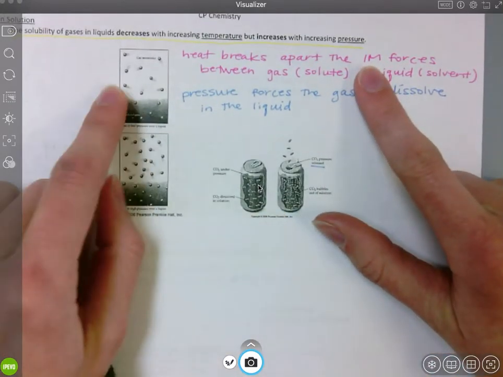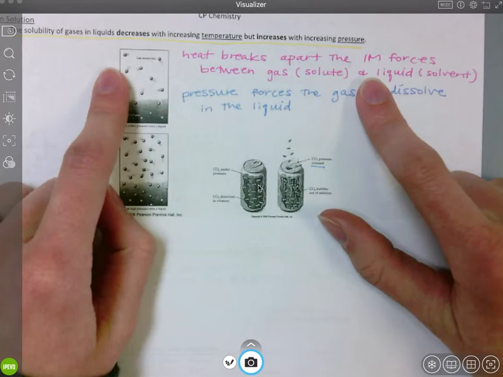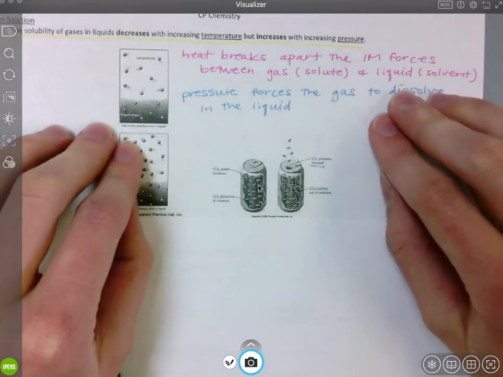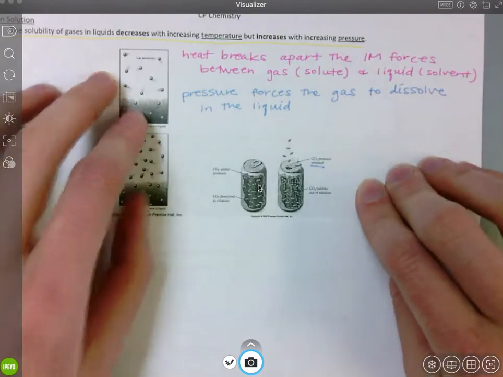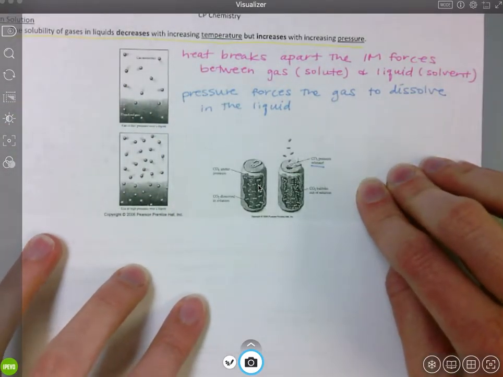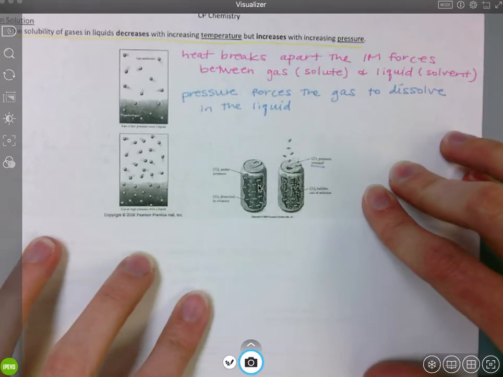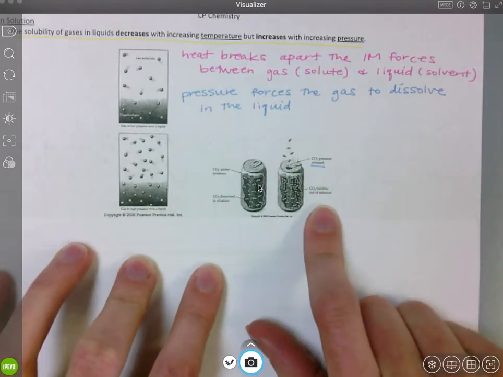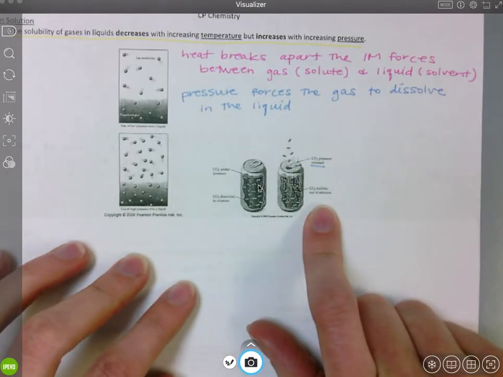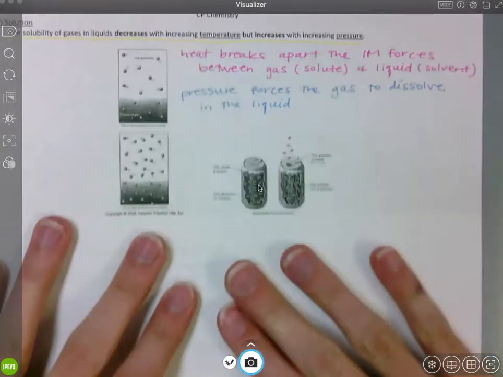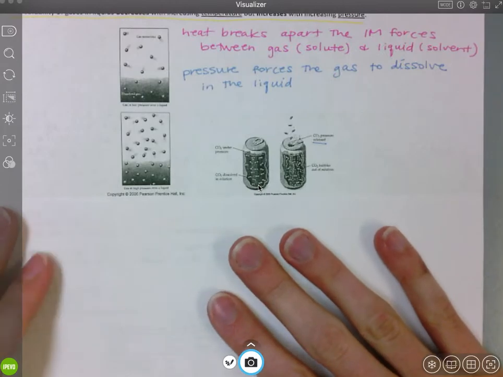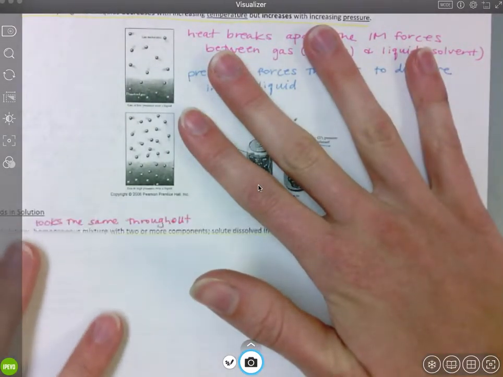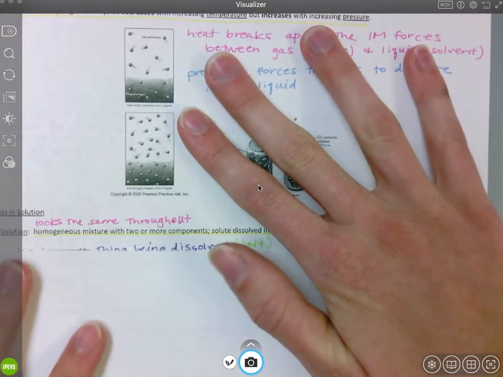So pressure and solubility are directly related. So we increase the pressure, we increase the solubility of our gas, and then temperature and solubility are inversely related. We decrease the temperature, we increase our solubility. Okay, so that gas is in solution. So we'll talk about a few examples down below. But let's talk about liquids and solutions real quick.